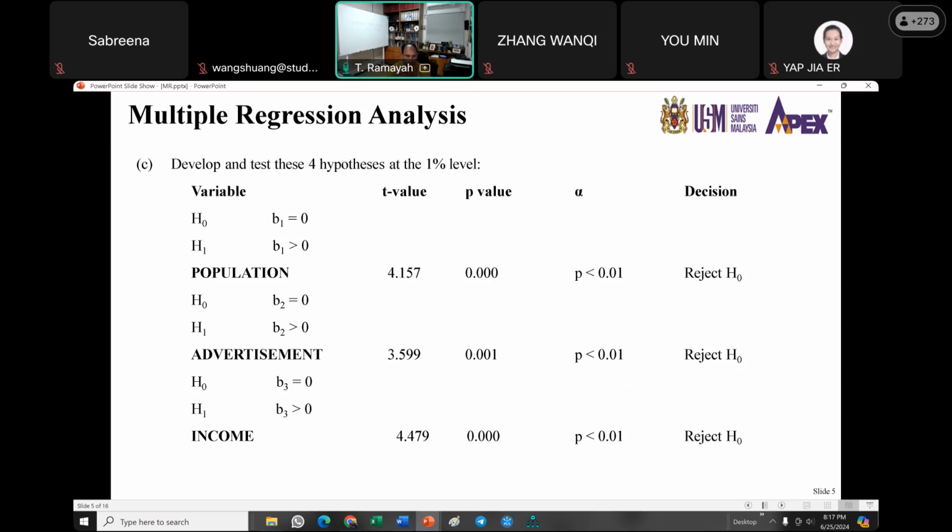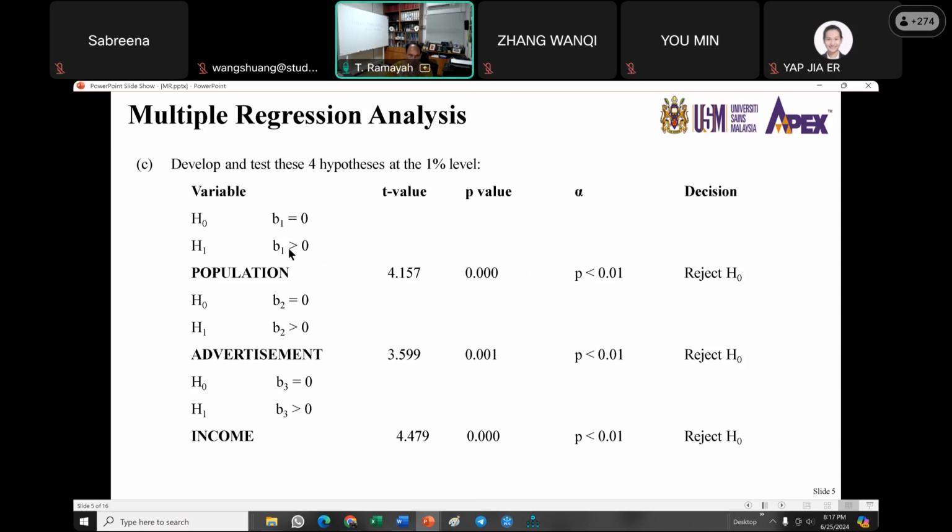Okay, negative, it depends on your hypothesis. If your hypothesis says negative and it came out negative and it's significant, then it's supported. If you write negative relationship, came out positive, not supported. If you write positive and came out negative, also not supported. Sign must be similar.